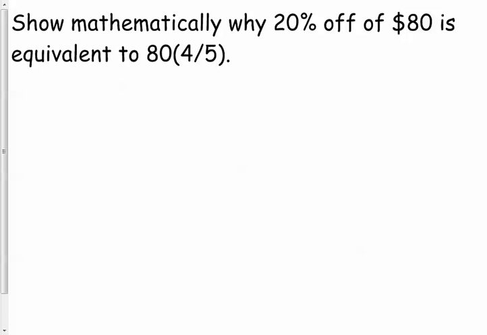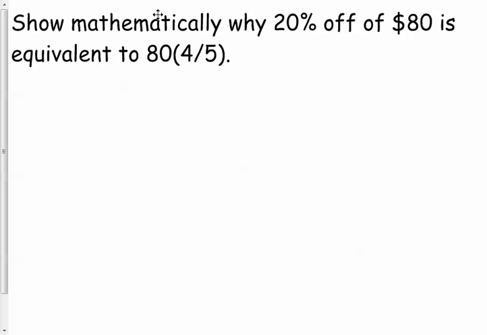All right, so this is our last section, and we're going to pull lots of things that we know all together and talk about equivalent expressions. So this is the ultimate in equivalent expressions. So first, let's talk about this screen here. Show mathematically why 20% off of 80 is equivalent to 80 times 4/5.